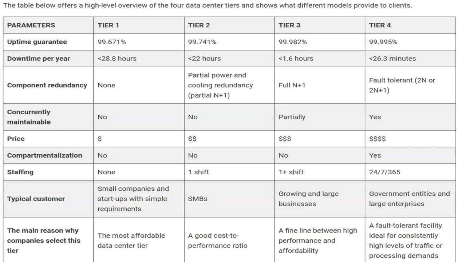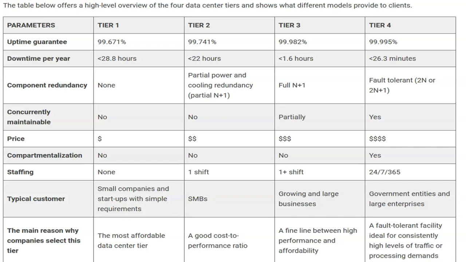Typical customers: small companies use tier 1 because it is the cheapest. Tier 2 is for small and medium businesses, tier 3 is for growing and large businesses, and tier 4 is for government entities and large enterprises, where ministries and other sensitive data are handled.